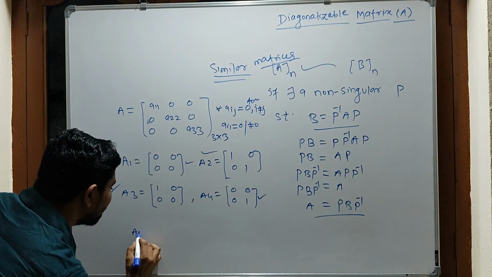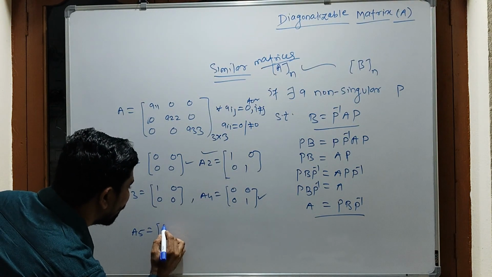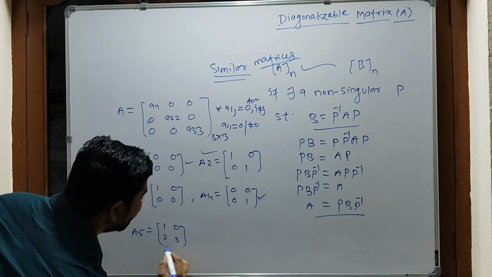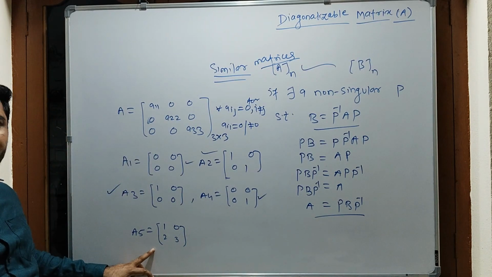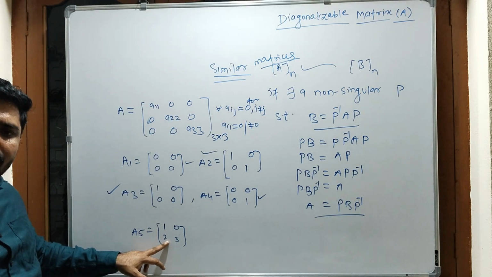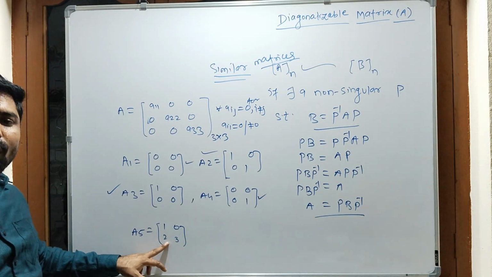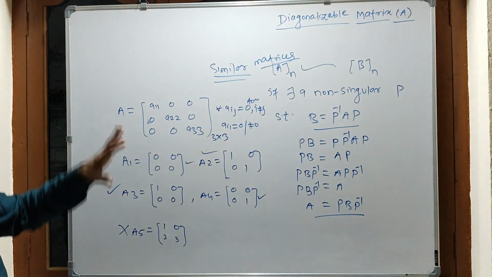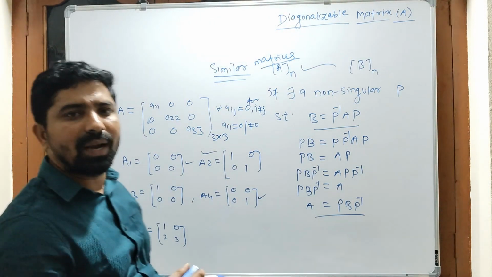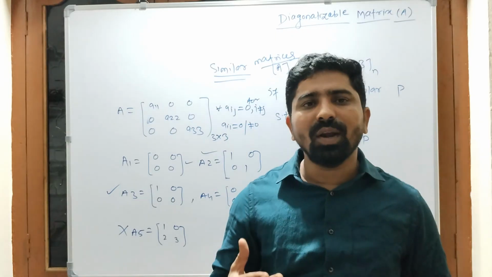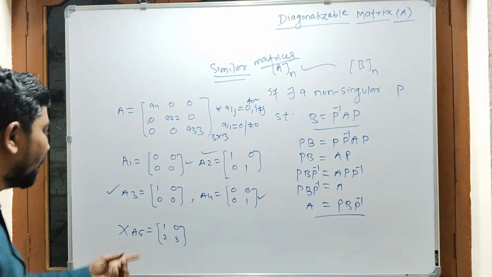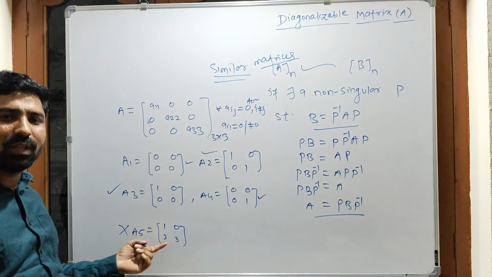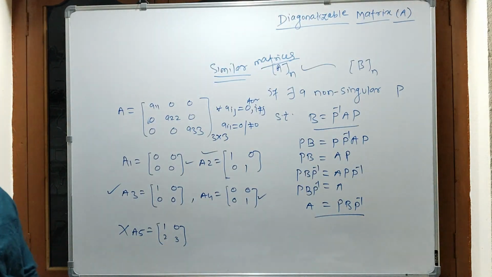But here I am writing, let's say, A5 equal to 1, 2, 0, and 3. Here you can observe this is not a diagonal matrix. Why? Because this non-diagonal entry is non-zero. The definition of diagonal matrix says a matrix in which all the non-diagonal entries are 0. But in A5, the entry at the A21 position is non-zero. That's why this matrix is not a diagonal matrix.